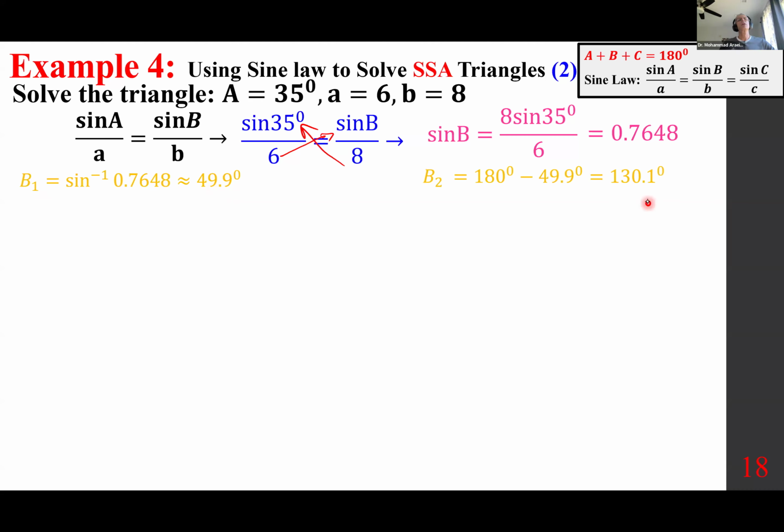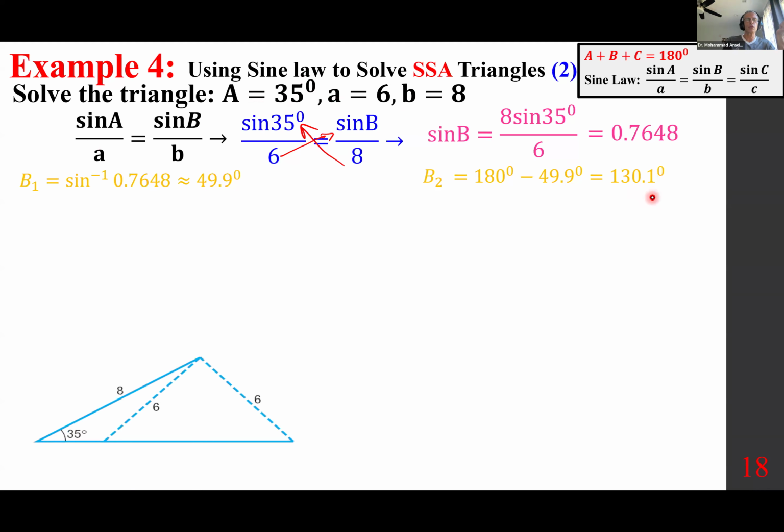So that means those are the two angles. Would they work? Let's find out. Obviously, this works because the sum of these two is less than 180. You can figure out the rest. What about these two? If you add them up, you get 165.1, less than 180. This works as well, everybody. So there are two answers.